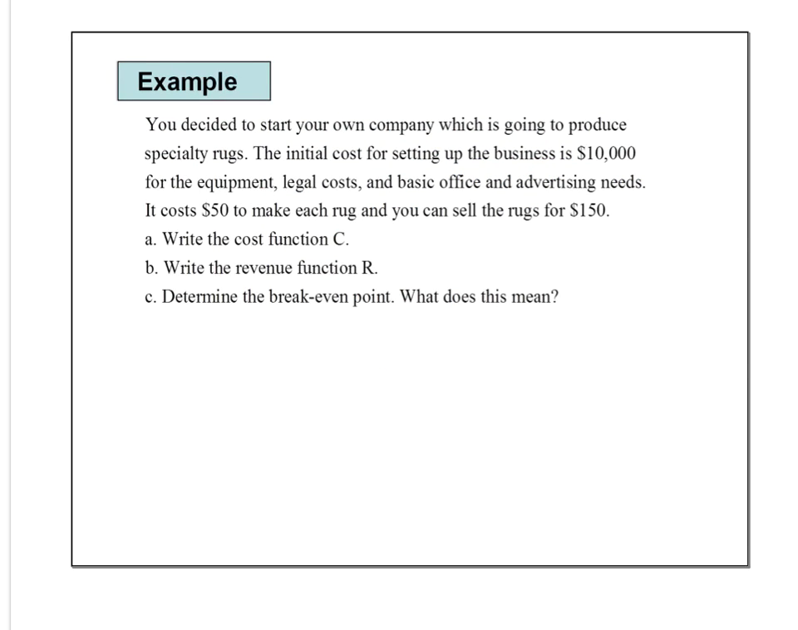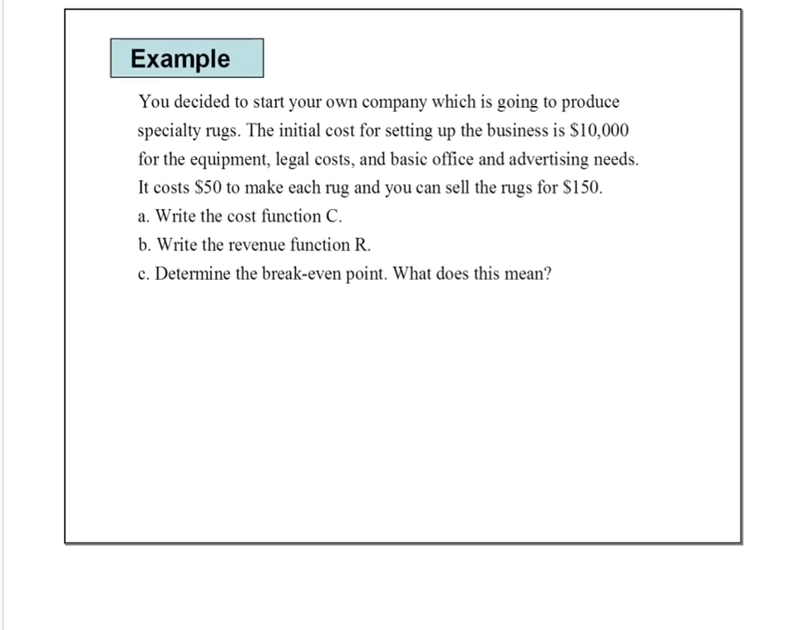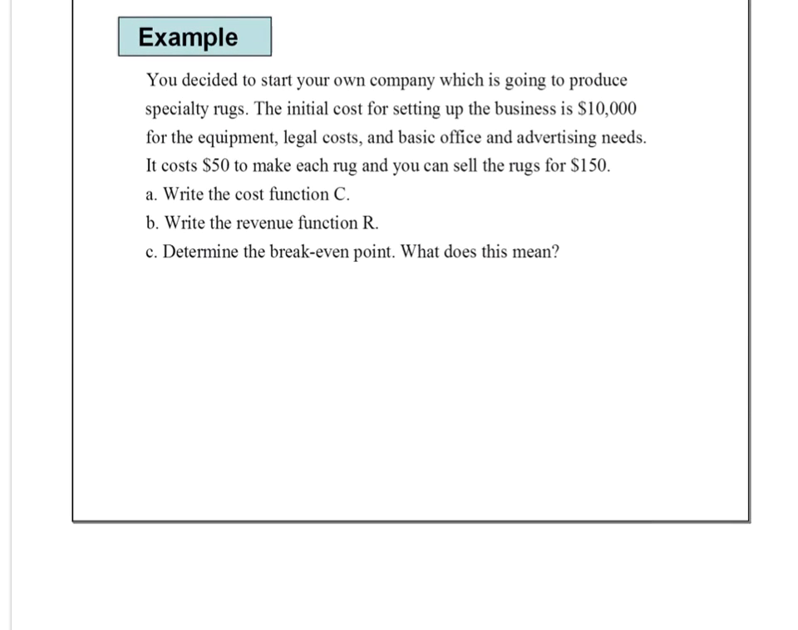So let's say you decide to start your own company, which is going to produce specialty rugs. The initial cost for setting up the business is $10,000 for the equipment, legal costs, and basic office and advertising needs. It costs $50 to make each rug, and you can sell the rugs for $150. So we want to write the cost function, we want to write the revenue function, and then we want to determine the break-even point and figure out what that means.